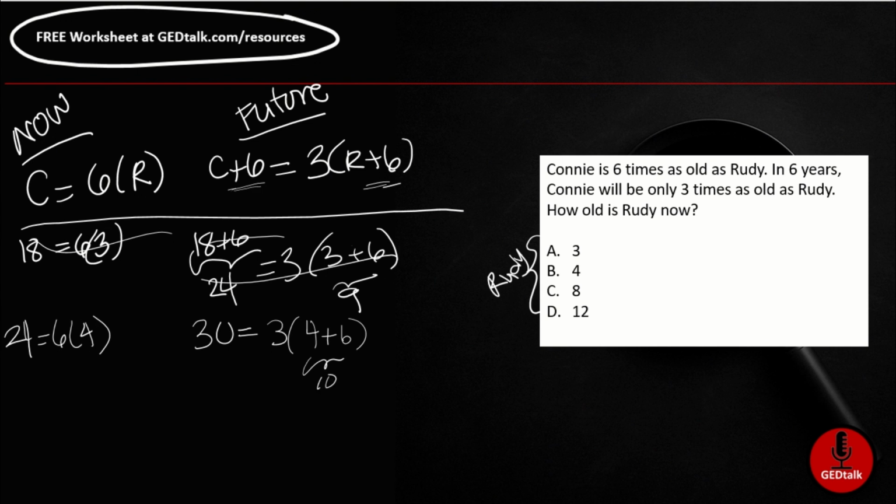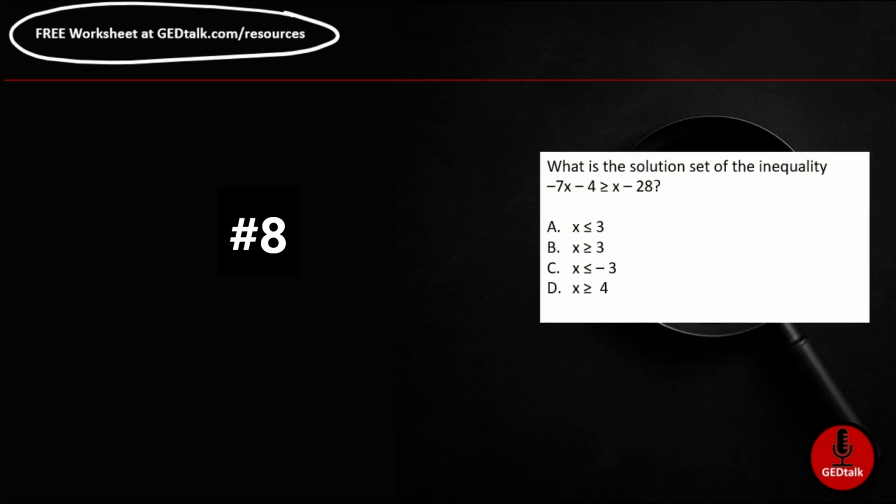And it's saying that in 6 years, Connie is only going to be 3 times as old as Rudy. Well, is 30 3 times as old as 10? It is, folks. So we know that B is our answer. So we have another inequality, but we know how to attack these types of problems. So let's go ahead and get into this one.